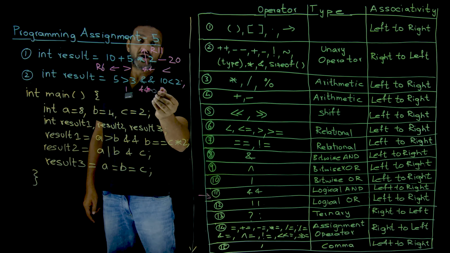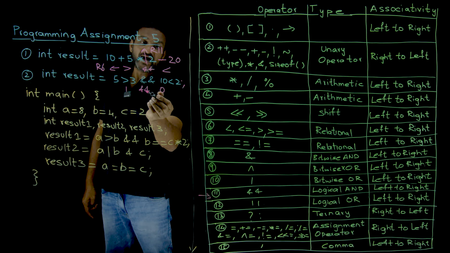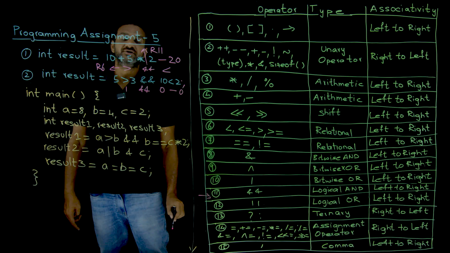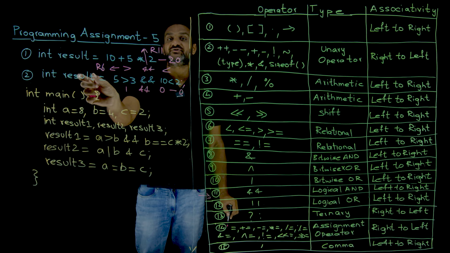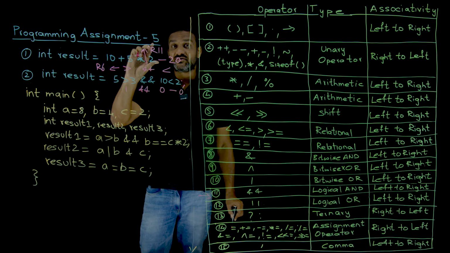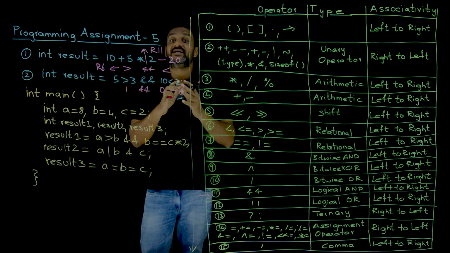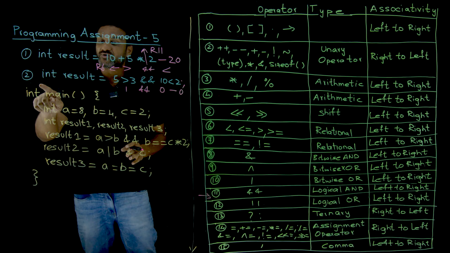And next, the rank of this logical AND is R11. So 1 logical AND 0 produces an outcome of 0. So the final result is stored with an answer of 0. This is how, using the associativity and precedence tables, the expressions get executed. Now coming to our programming assignment.